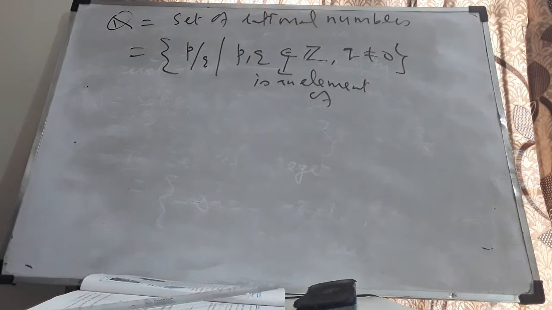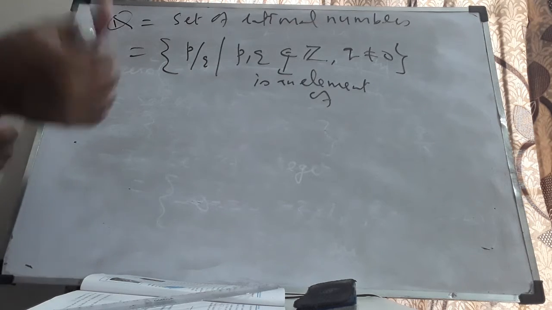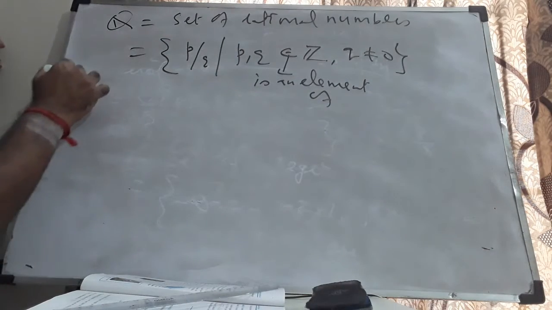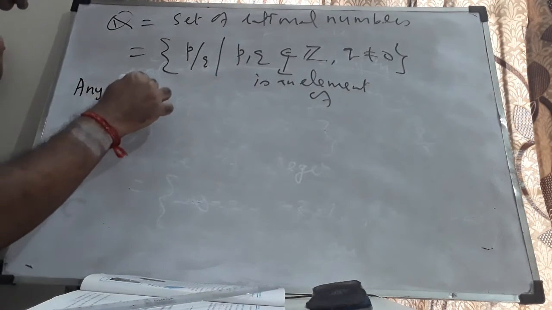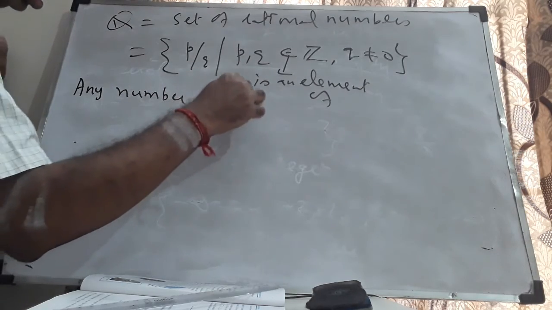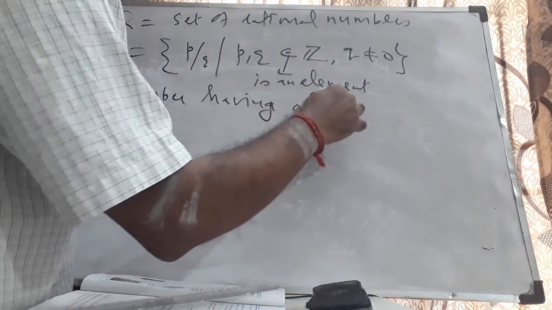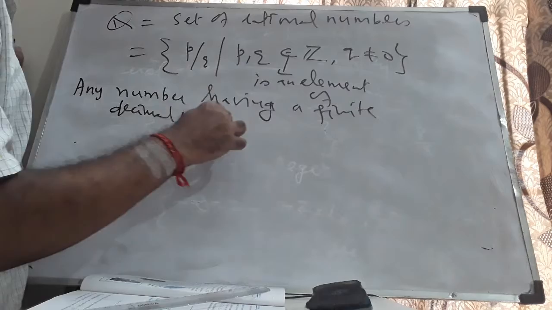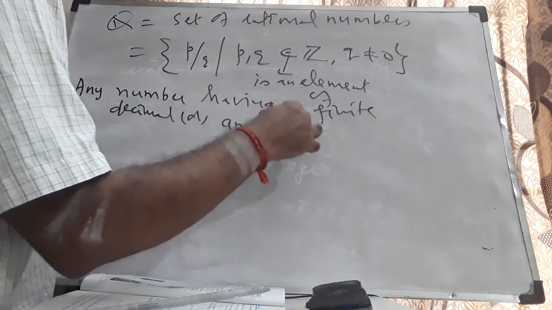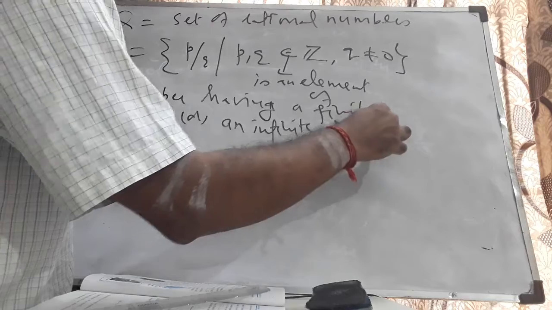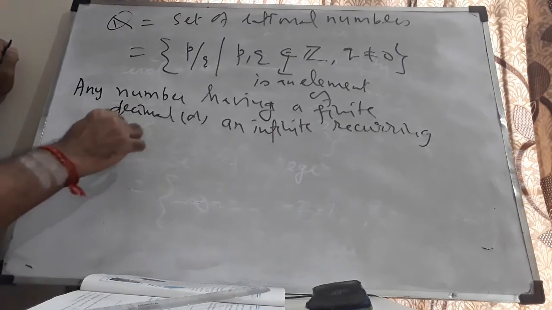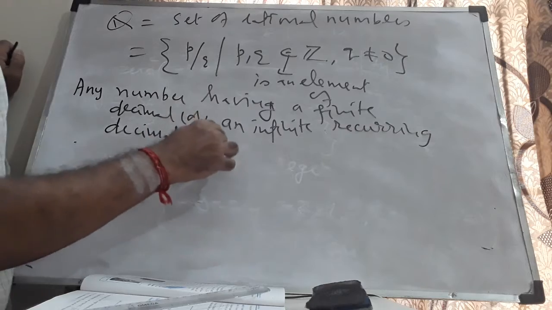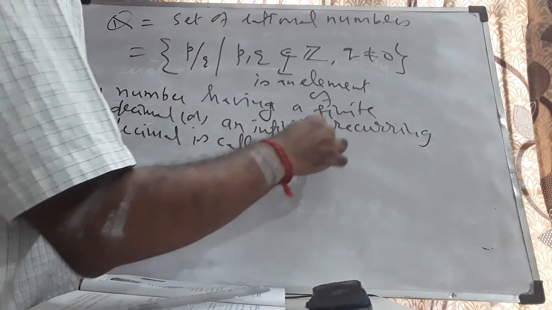One integer by another integer where the denominator is not equal to 0 is known as a rational number. Okay. Now, a rational number can also be defined in a different way. Any number having a finite decimal or an infinite recurring decimal is called a rational number.